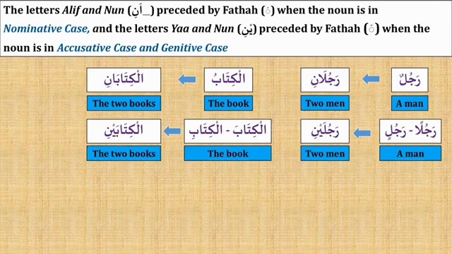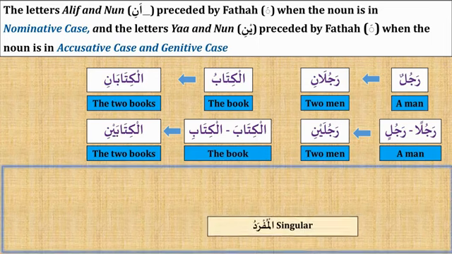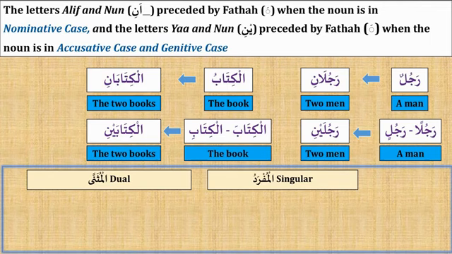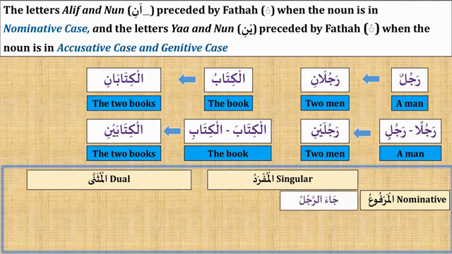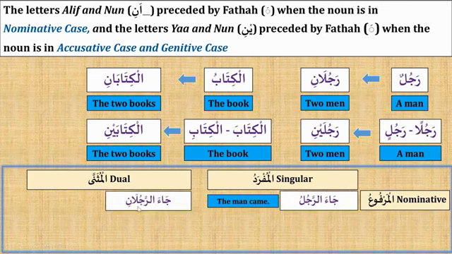Now let's learn how to use them in a sentence. Al-mufrad, singular, and al-muthanna, dual. The first case is marfu', nominative case. Example, jaa ar-rajulu, the man came. It ends with dhamma in nominative case. And al-muthanna, dual, jaa ar-rajulani, the two men came. It ends with alif and nun in nominative case.